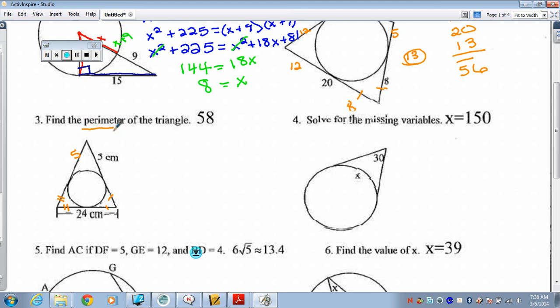So we're talking about perimeter here. These two parts add up to 10. These two parts add up to 24. And this side is 24. We don't need to know what the individual parts are because we know the sum of those two parts, and overall the perimeter is talking about the sum of the sides. So your answer, 58.